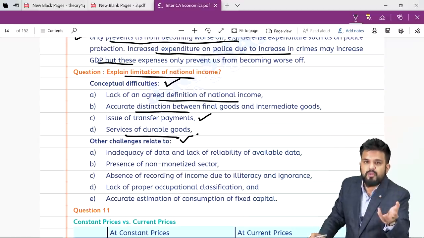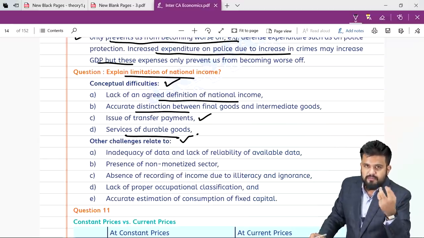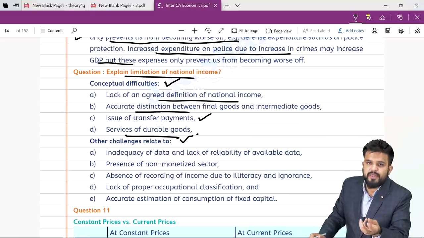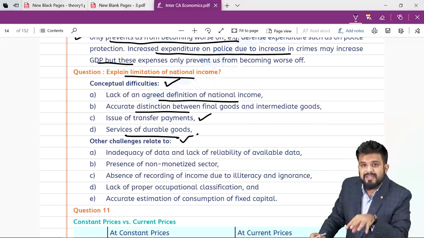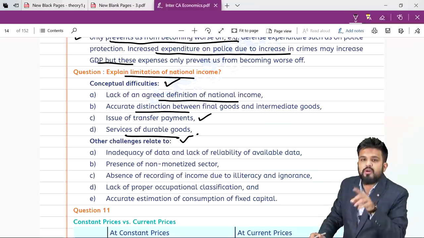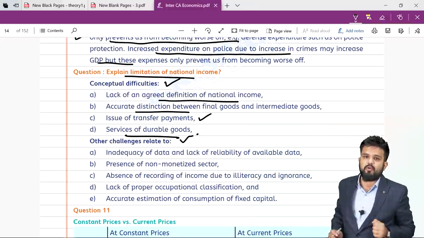Services of durable goods. Like services related to a car, a mechanic is giving service, and sometimes what happens, we make payment to him in the form of cash. So even though services have been produced on durable goods, since the payment is made through cash, that amount may not get recorded. That amount will never come to the knowledge of CSO. That amount will never get calculated in national income.